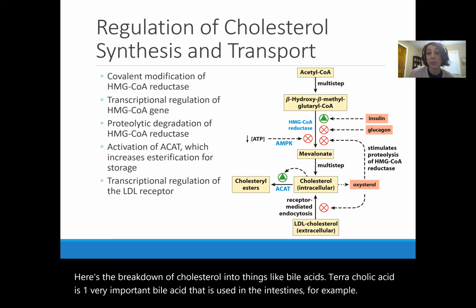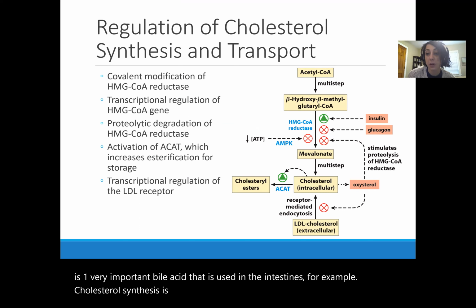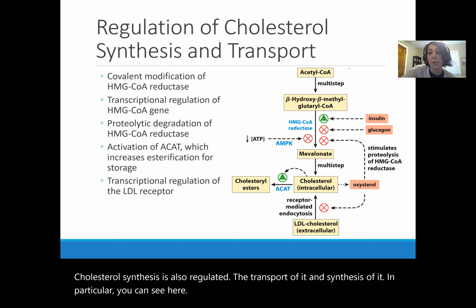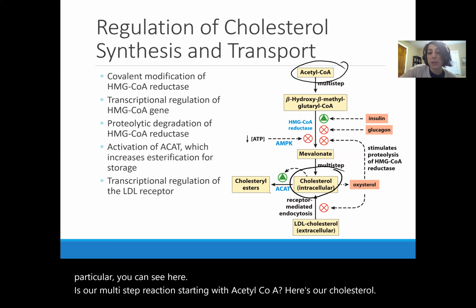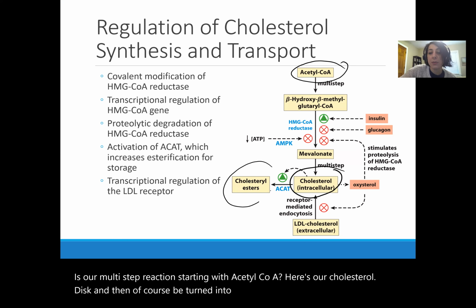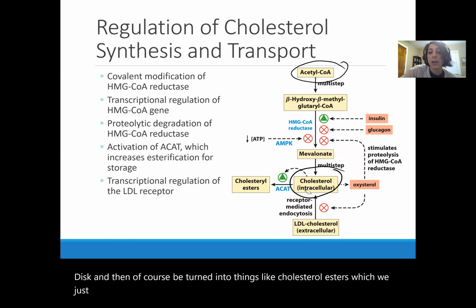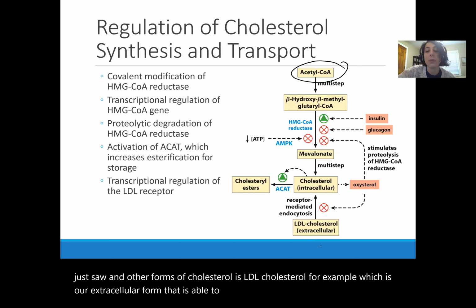Cholesterol synthesis is also regulated, the transport of it and synthesis of it. In particular, you can see here is our multi-step reaction, starting with acetyl-CoA. Here's our cholesterol. This can then, of course, be turned into things like cholesterol esters, which we just saw, and other forms of cholesterol. There's LDL cholesterol, for example, which is our extracellular form that is able to be transported through the blood.